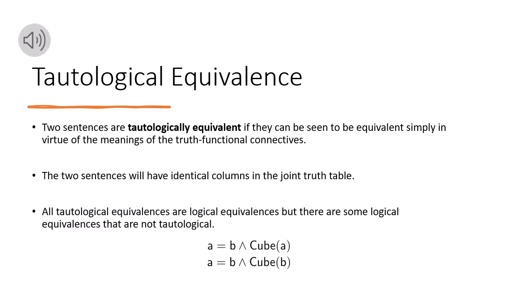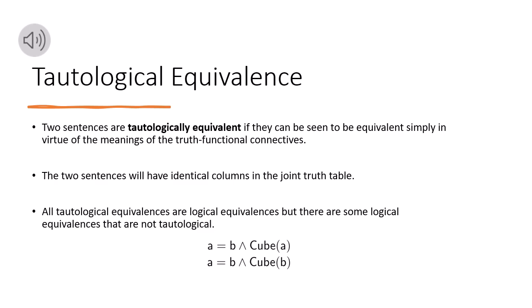However, there are some logical equivalences that are not tautological. A really good example of that is given in the textbook, and I've recreated it at the bottom of the slide. There are two sentences. First, we have A equals B, conjunction Cube A. The second is A equals B, conjunction Cube B.